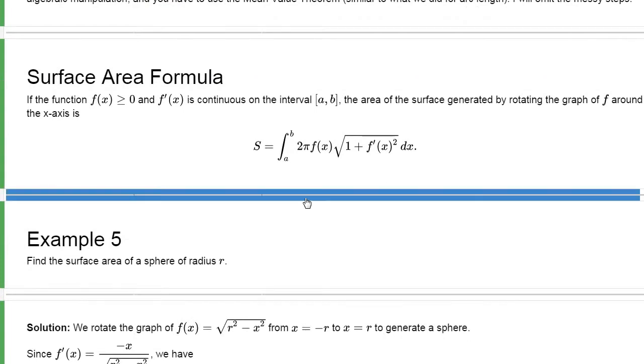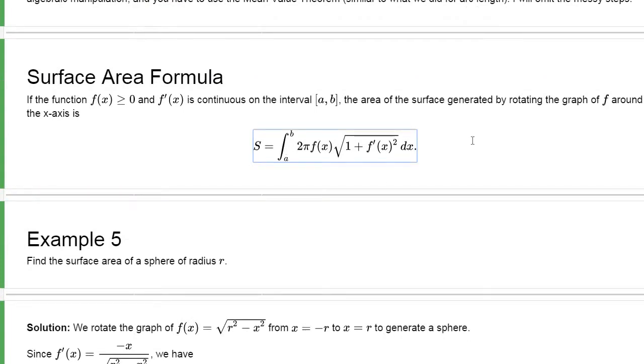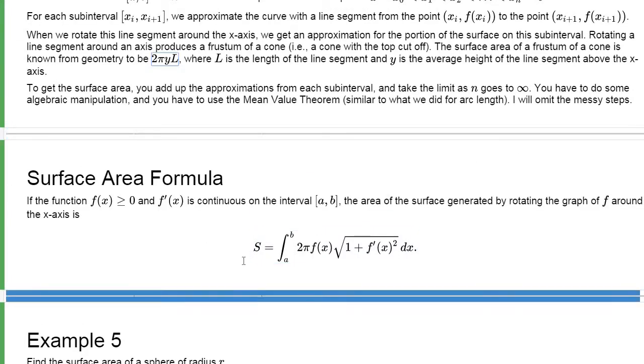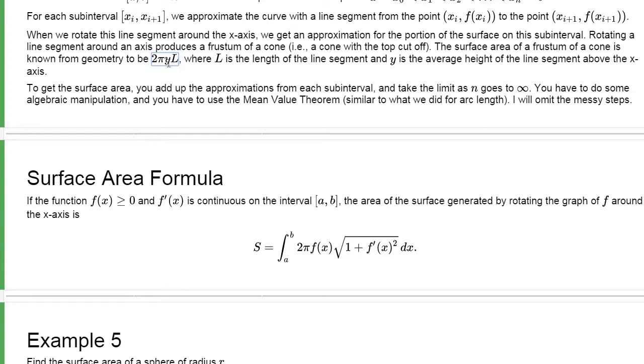What comes out is this formula. And this should look familiar. Square root of 1 plus f prime squared. That's the arc length formula. And then we have this 2 pi times f. And as you compare that to this, it's 2 pi times the y value, which gives you the radius of your cone, and then times L, which is the length of the side. So that's the same thing we see here. 2 pi, the y value is given by the function itself. And then the length is given by the arc length formula. So it's like 2 pi y times L. It's just this geometry formula converted into calculus so that now we can do curves.